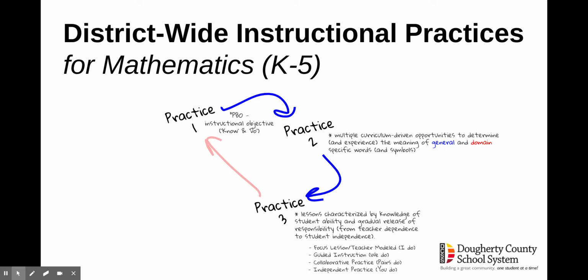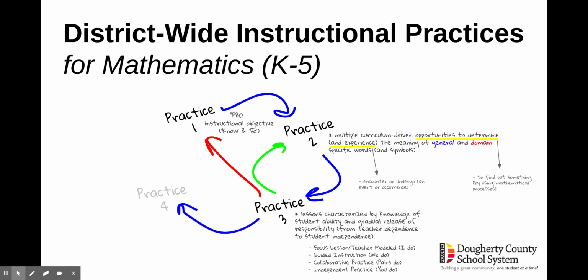And then I was reminded quickly, like, oh, yes, we need to refer back to practice one to make the connections, which then lends itself to looking at practice two, the multiple curriculum driven opportunities. That's plural, right? And so we need to keep revisiting that so that students can yet determine and experience. And the word experience just jumped out to me. It's like to encounter or undergo an event or an occurrence, which then has this implication of, hey, there needs to be something they're doing. And we know that to be practice four.